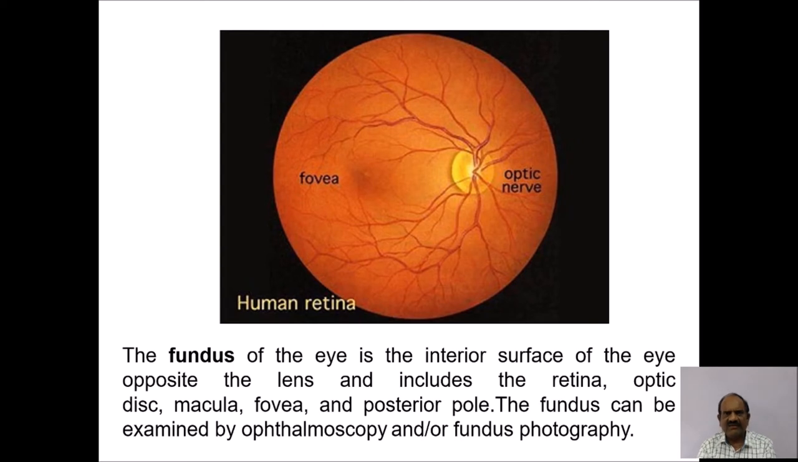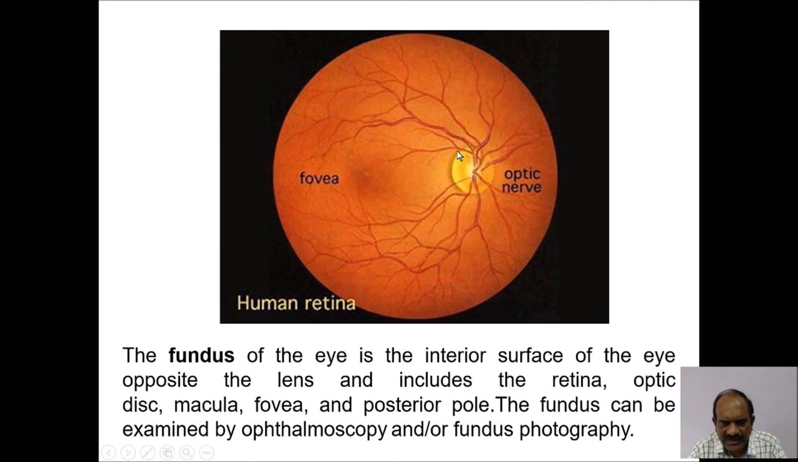As you can see in their figure, what we observe is the fundus. Now, the fundus of the eye is the interior surface of the eye opposite to the lens and includes the retina, optic disc, macula, fovea and posterior pole. The fundus can be examined by ophthalmoscopy or by fundus photography.